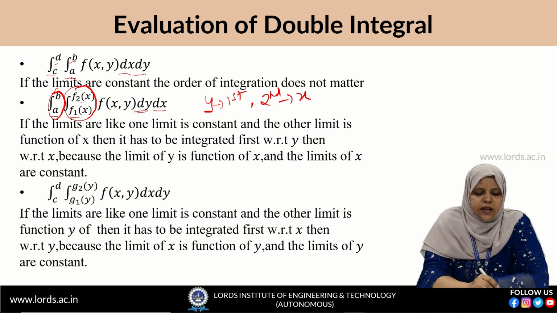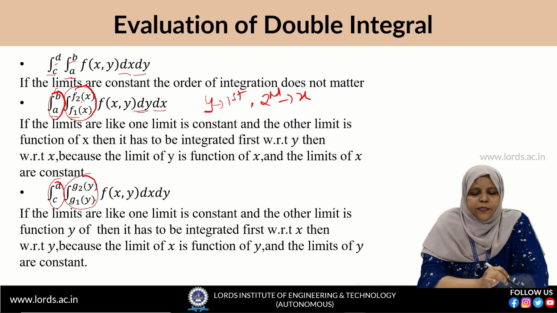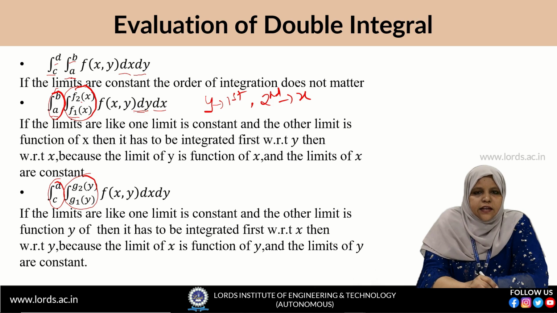Now coming to the next type of integral, as we see here, again one limit is a constant and the other limits are functions of y. What do you understand by this? If the limits are functions of y, those are the limits of x. So it has to be integrated first with respect to x, as the limits of x are functions of y and the limits of y are constant. So this order you have to follow. First integrating with respect to x, then with respect to y.